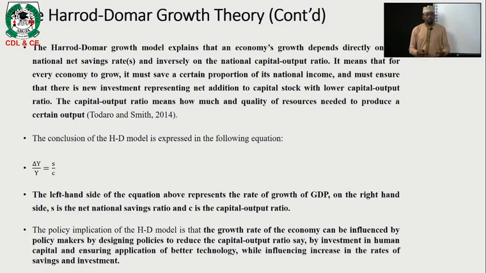So the conclusion of the HD model is expressed in the following equation. You have the equation there that looks at the conclusion of the HD model. The left-hand side of the equation represents the rate of growth of GDP, and then the right-hand side is the net national savings ratio, s, and c is the capital output ratio. The policy implication of the HD model is that the growth rate of the economy can be influenced by policymakers by designing policies to reduce the capital output ratio, say by investing in human capital and ensuring application of better technology, while influencing an increase in the rate of saving and investment.